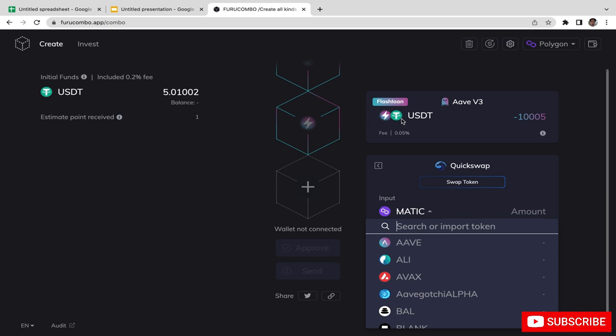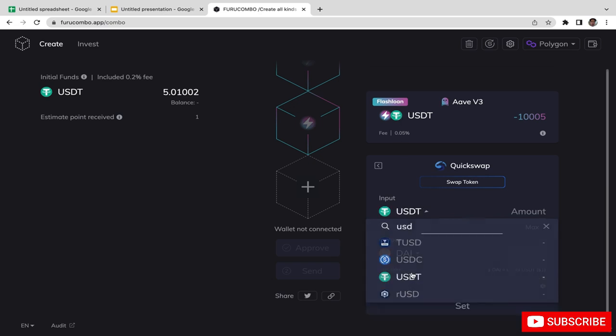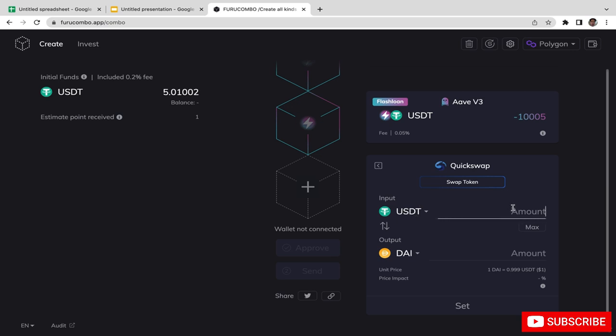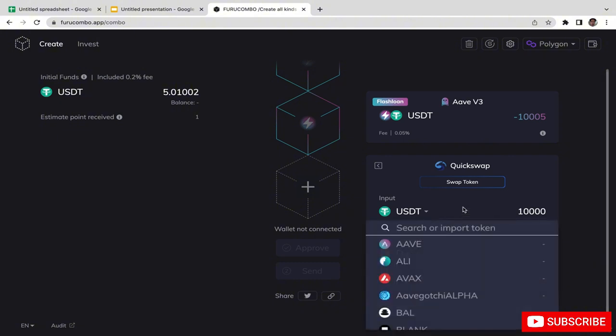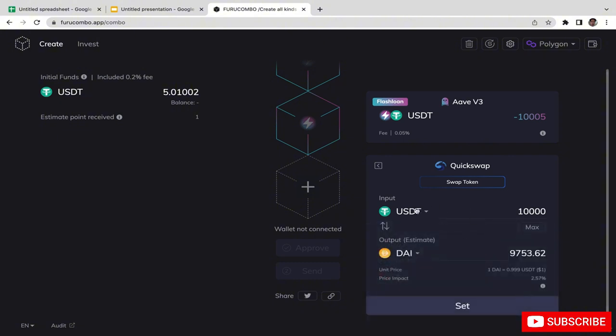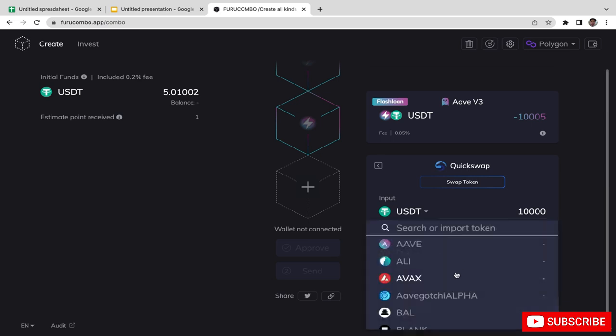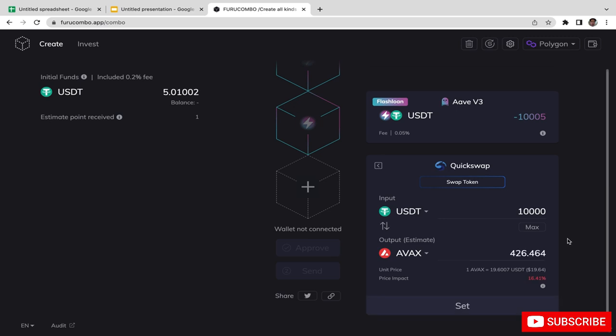Our current asset is in Tether, so we need to change this to our asset, which is Tether. Since we borrowed 10,000, just type in the exact same number here, 10,000. Now the system has estimated that if we swap our Tether to DAI, we are going to get this, but maybe this time we're not going to go with that. Let's say we are going to go with FX, Avalanche.